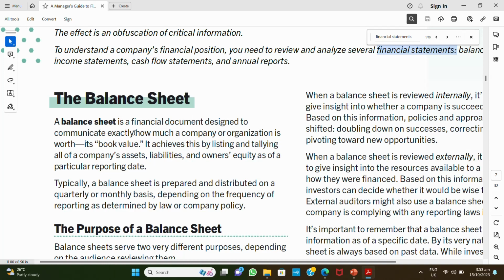It says a balance sheet is a financial document designed to communicate exactly how much a company or an organization is worth, that is its book value. It achieves this by listing and tallying all the company's assets, liabilities, and the owner's equity as at a reporting date. So the balance sheet is a document that records everything about assets, liabilities, and capital or the owner's equity, and this helps arrive at the book value or the worth of the organization at a particular point in time. I hope this is clear.